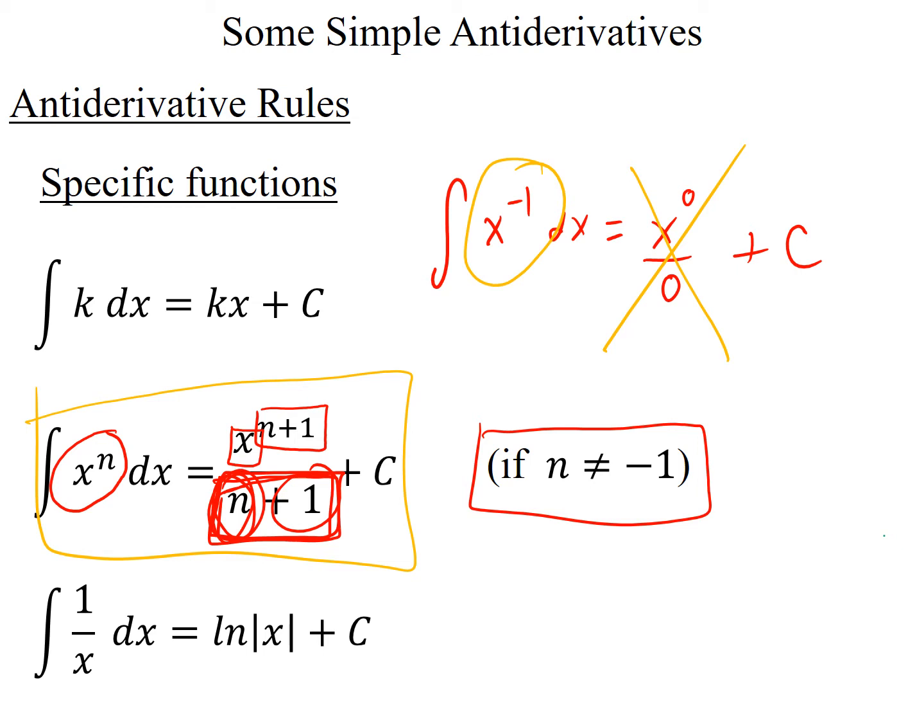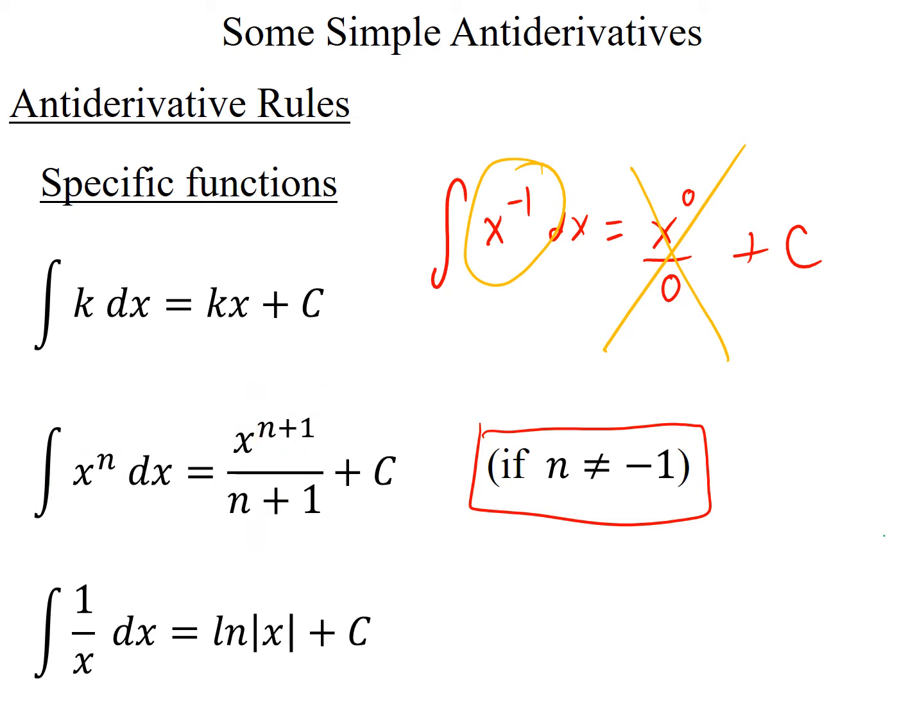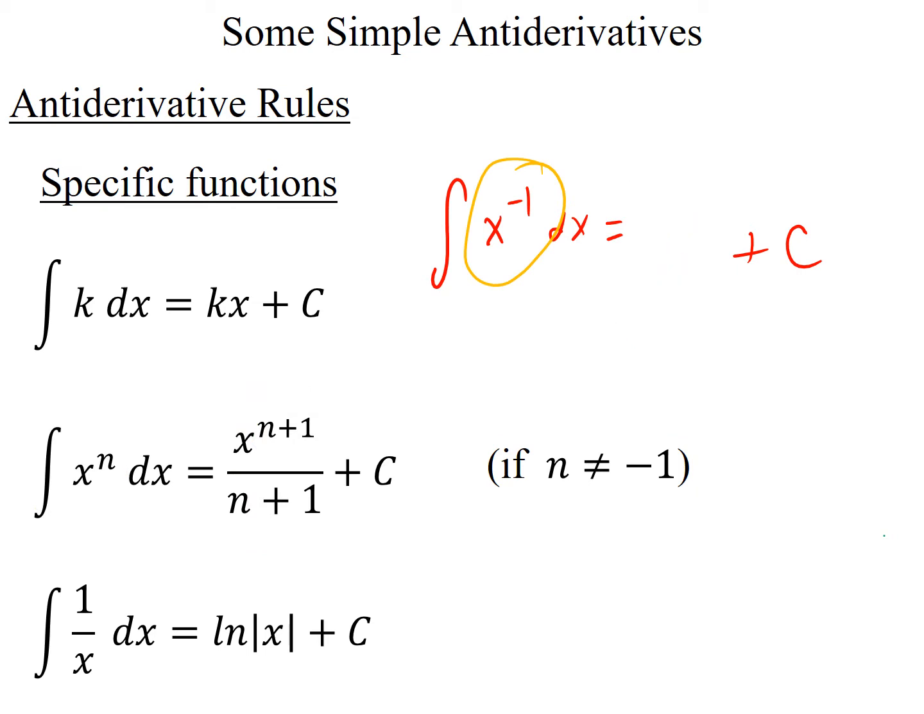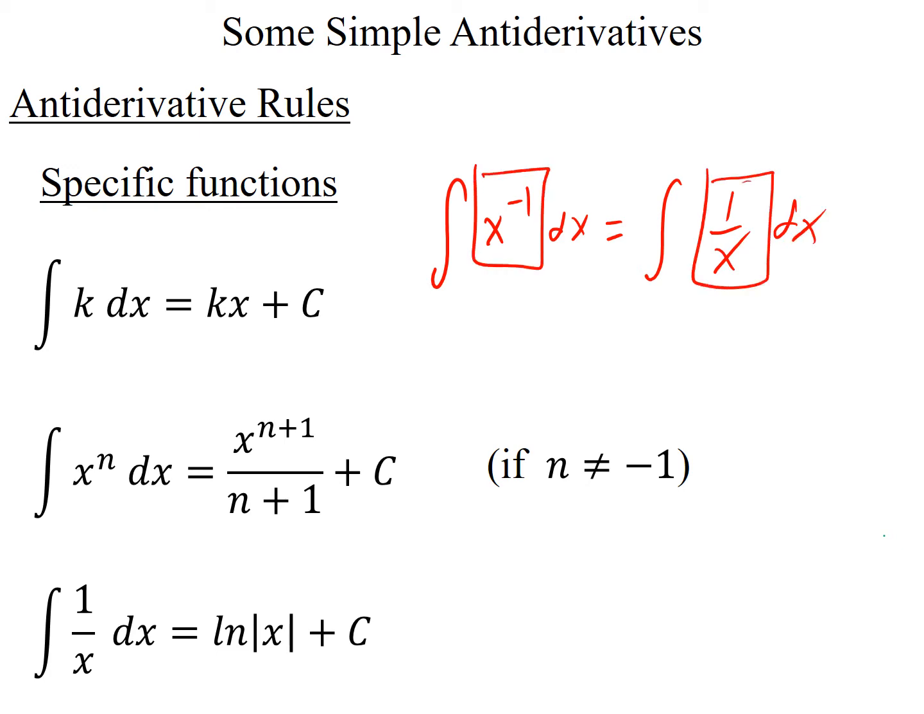So what if it's -1? I mean, I still want to know how to do it if the power is -1. We just can't use this rule. But here's the deal. X to the -1 is the same thing as 1 over x. I haven't found an antiderivative, I just rewrote it. X to the -1 and 1 over x, those are the same function. And so I'm giving you the rule for that one separately over here.